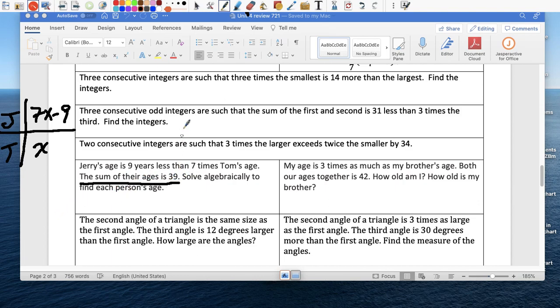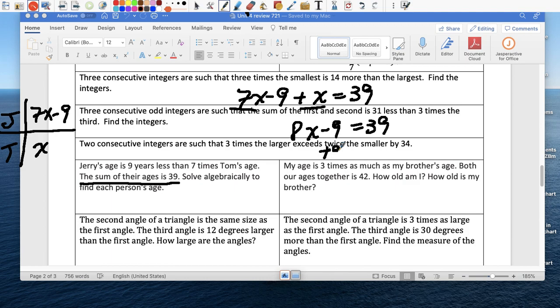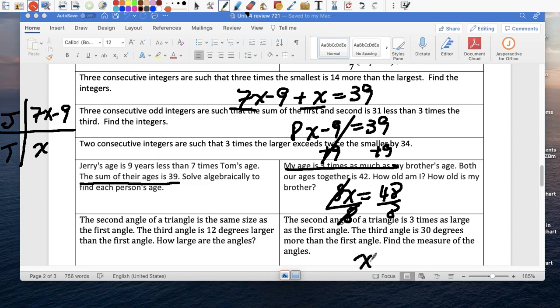The sum of their ages is 39. So if I take Jerry's age, 7x minus 9, add it with Tom, plus x, equals 39. Oh my God, look how easy that is. 7x plus x is 8x minus 9 equals 39. We're going to do plus 9 on both sides. That goes away. 8x comes down. 48 on the other side. Divide both sides by 8. 8 divided by 8 is 1, or 1x. 1 times x is just x, and 6. That means that Tom over here is 6.